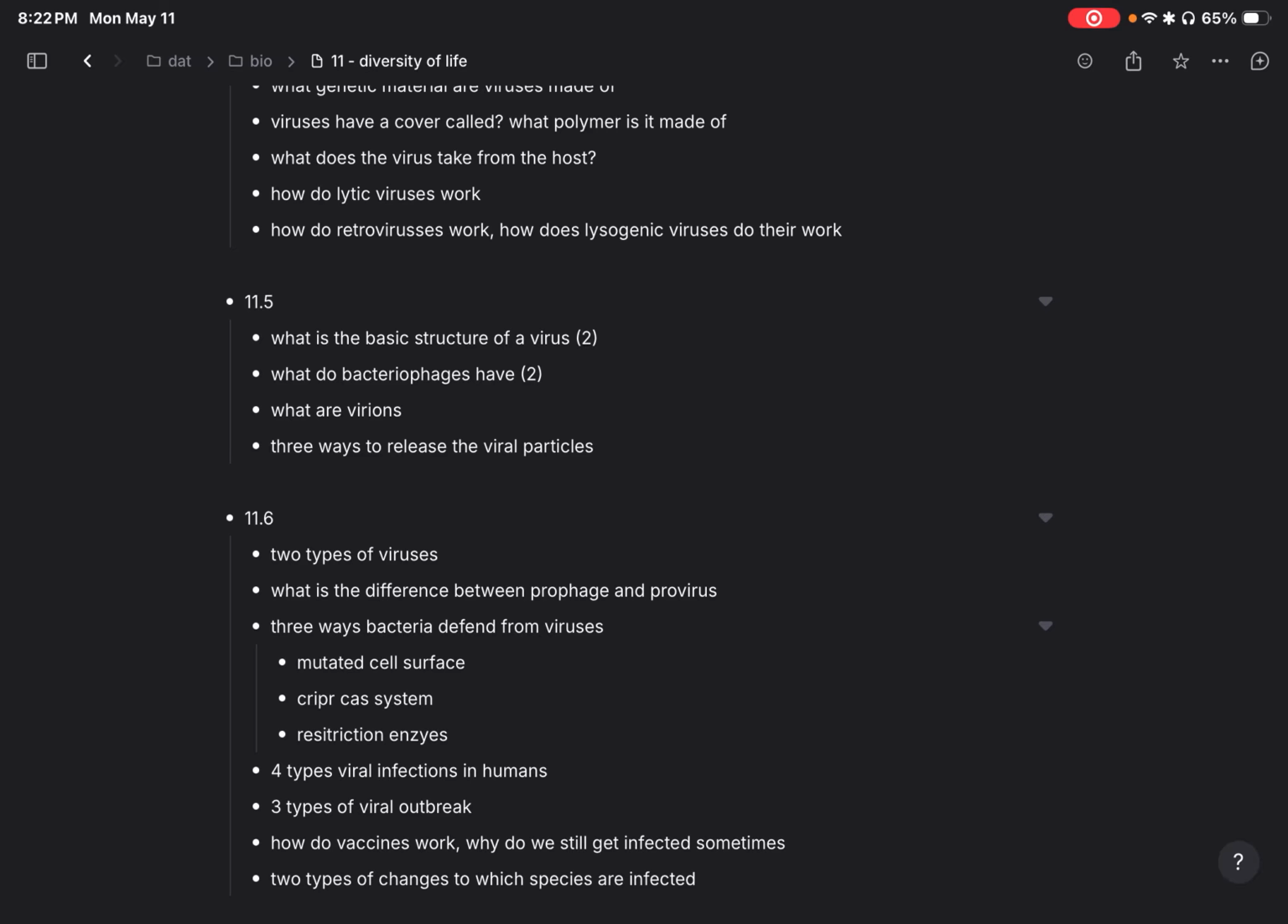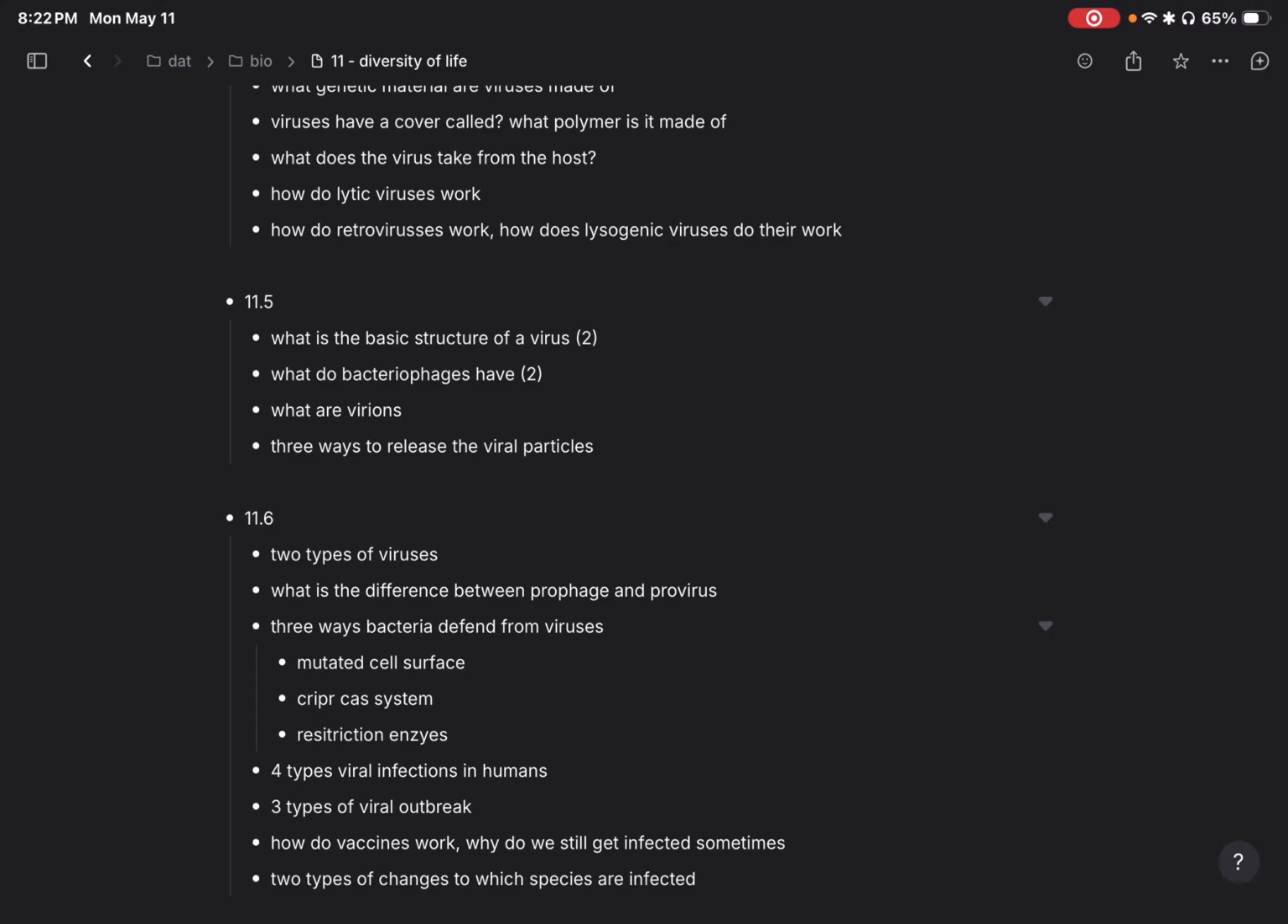All right, so yeah, what is the basic structure of the virus? So we have the hereditary information, so like DNA, RNA, and then we got the capsid, which is like the outer coating, which kind of protects it. So yeah, nucleic acids and protein capsid. So what do bacteriophages have? So they have legs and they have something else. Okay, they have tail fibers and a sheath. Okay. Damn.